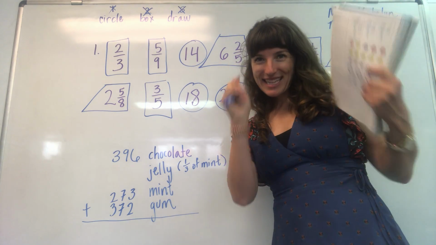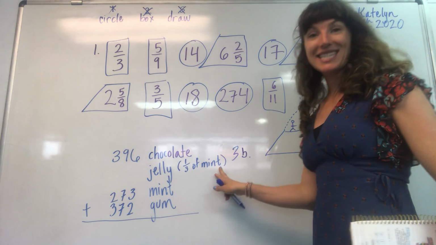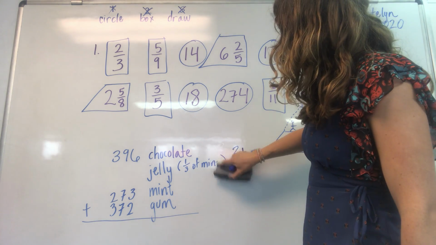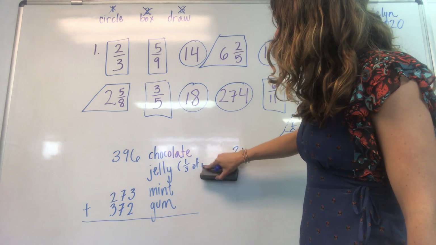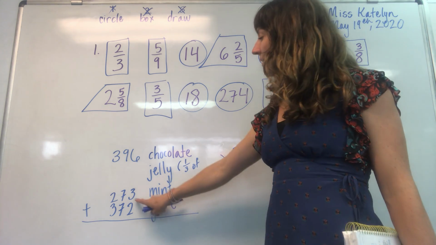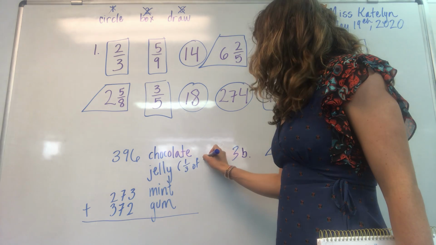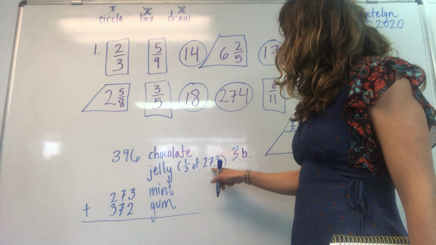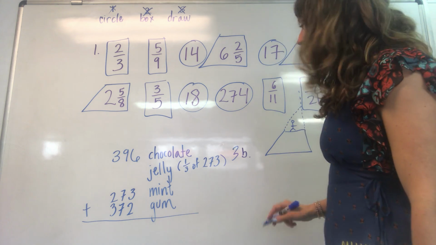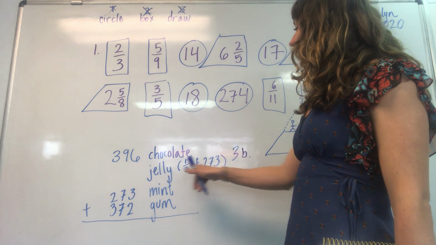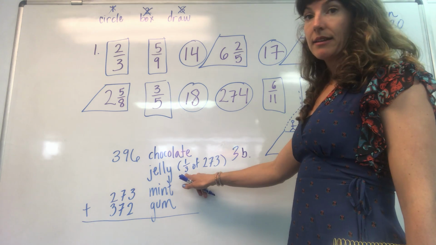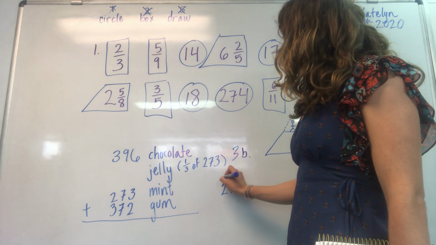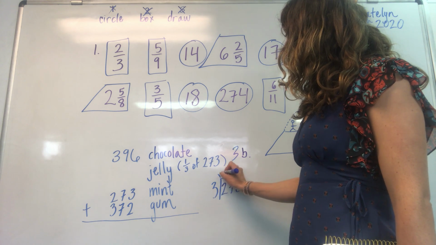Please do what is inside the parentheses first. We have a parentheses, 1/3 of mint. I'm going to replace the word mint by erasing it with the number they gave me, 273. Yeah, that'll do. Okay, 273 divided by 3. So I write that equation, 273 divided by 3.